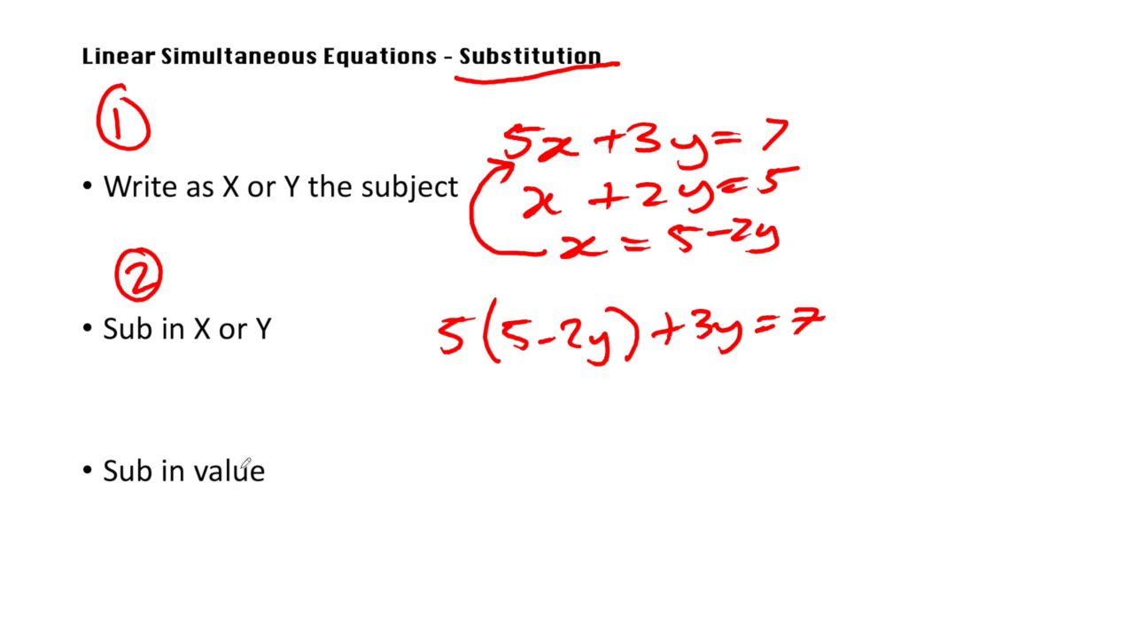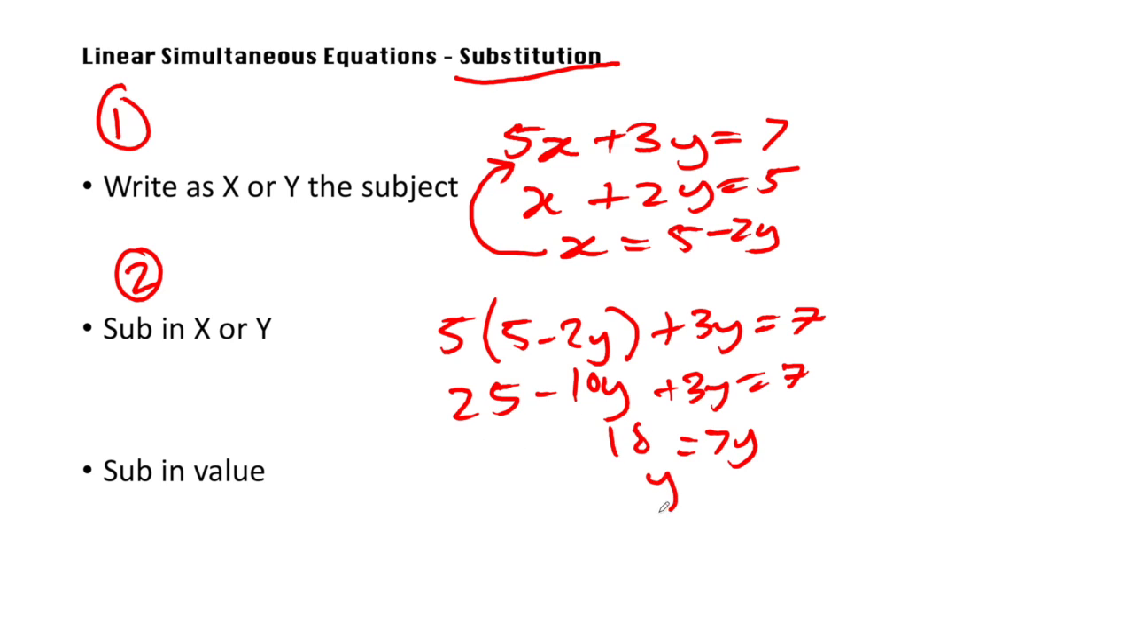So if we now solve that, we've got 25 minus 10y plus 3y equals 7. So we're going to bring the 7 over here, and all the y's over there. So that is going to be minus 7y here. So if we bring it over, 7y equals 25 minus 7, 18. So y equals 18 over 7.